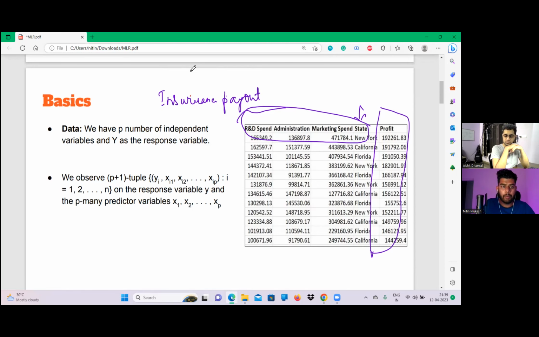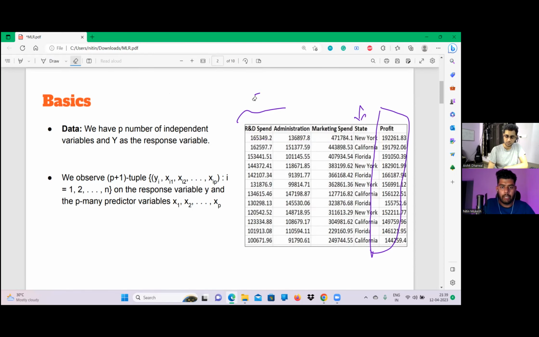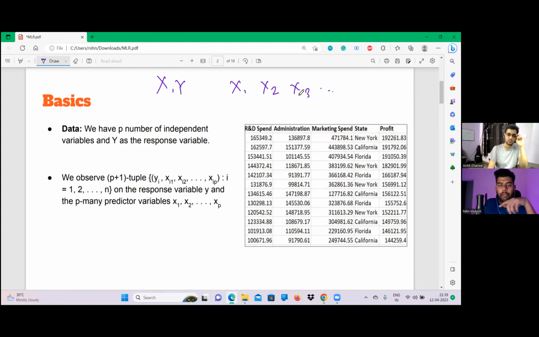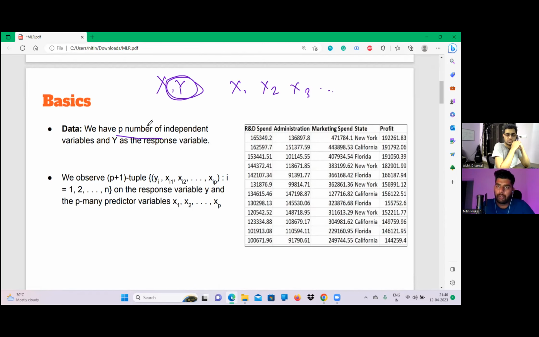Before starting, let's understand this particular data and how multiple linear regression is actually done. We know that in simple linear regression we had basically x and y, but now instead of x we have x1, x2, x3. There are different features, and based on these features we need to model this particular y. Here we have p number of independent features. p can be two features, or three features. More than one feature will always be the case of multiple linear regression.